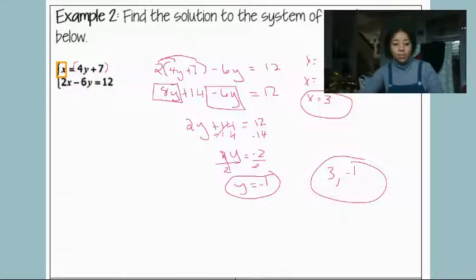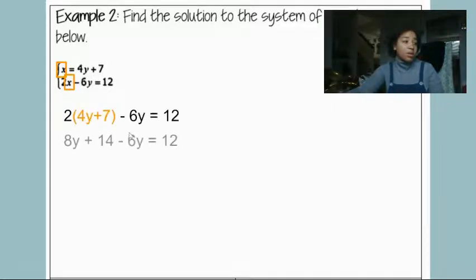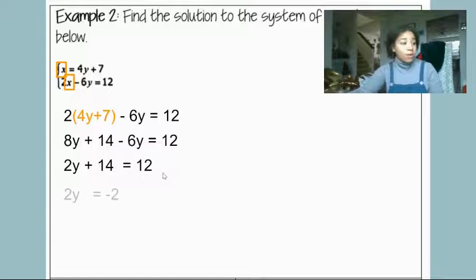Okay. Now I'm going to re-explain what I just did again. So we see we have x here. We got to plug that part in for x right there. Then we did distributive property. We got 8y plus 14 minus 6y equals 12. Then we combine like terms, and we got 2y plus 14 equals 12. Subtract 14 from both sides to get negative 2. 2 divided by negative 2 is negative 1.